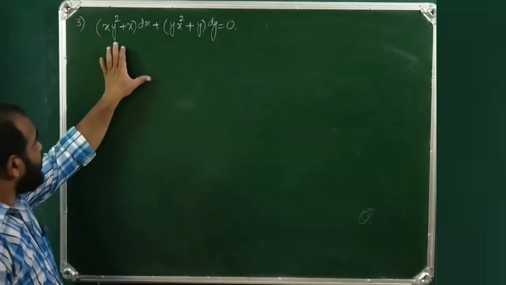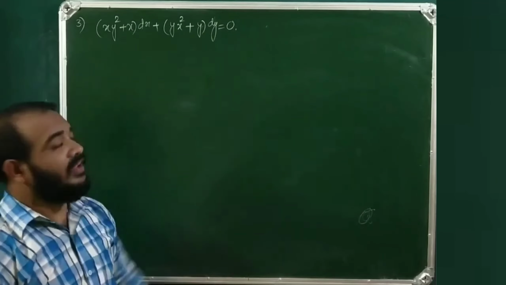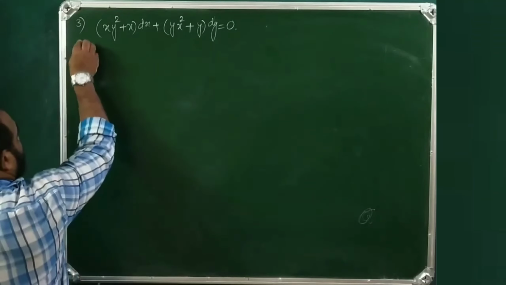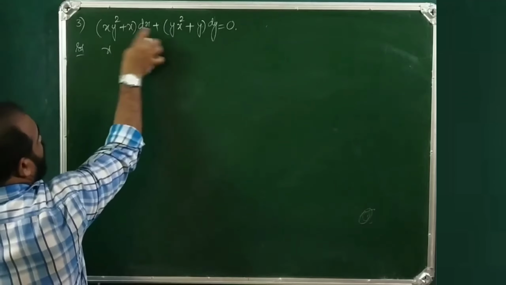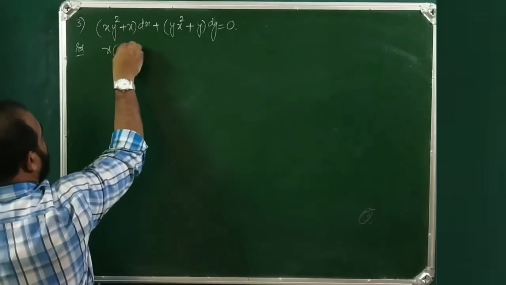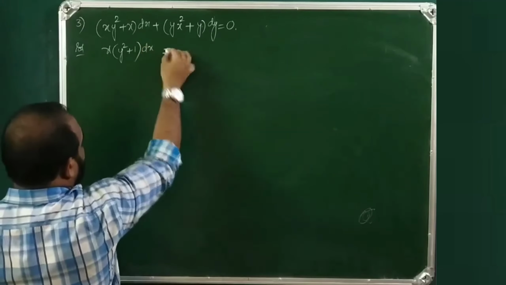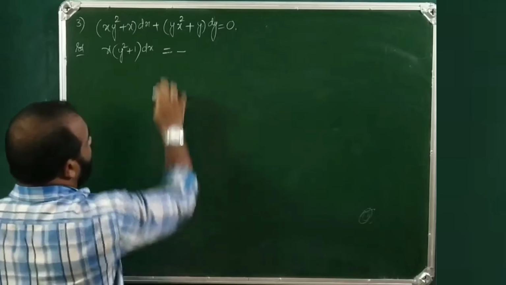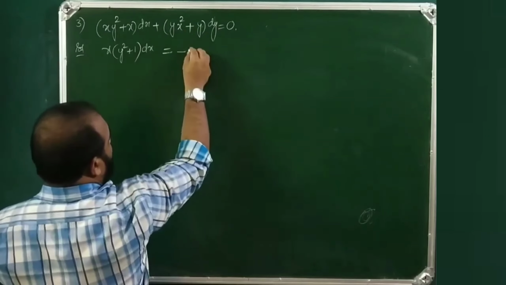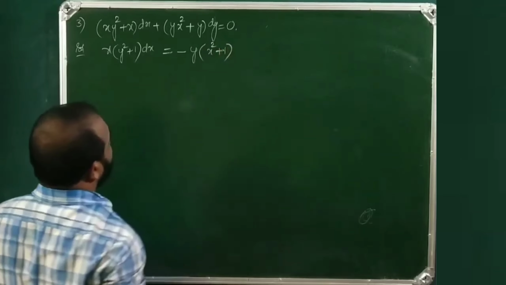The third question is (x² + x) dx + (yx² + y) dy = 0. Let us take x in common in both of them: x(y² + 1) dx is equal to this. On transposing, we get minus of. In both of them, take y as common. Then we will get y(x² + 1) dy.